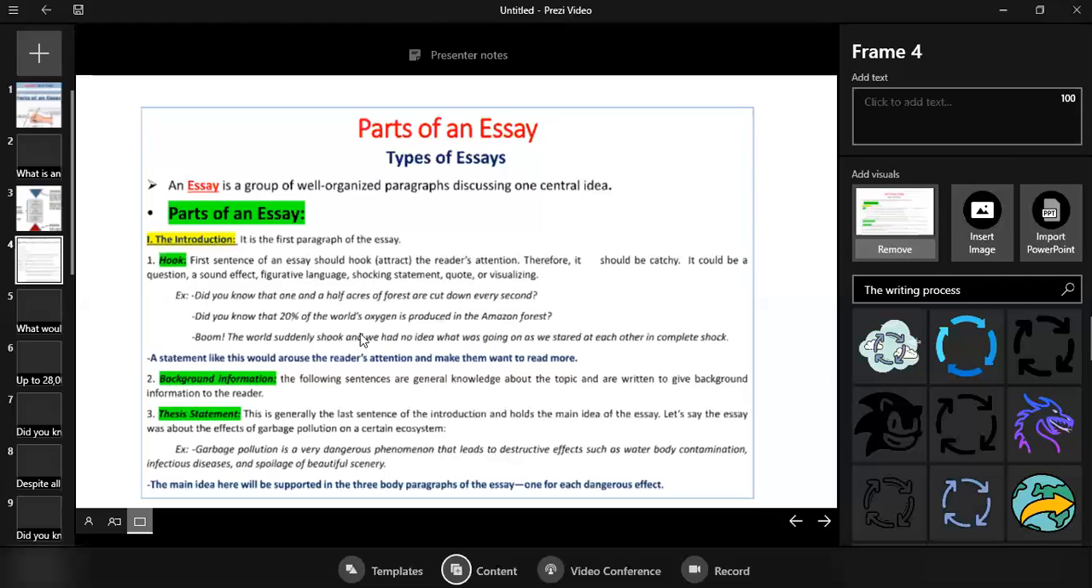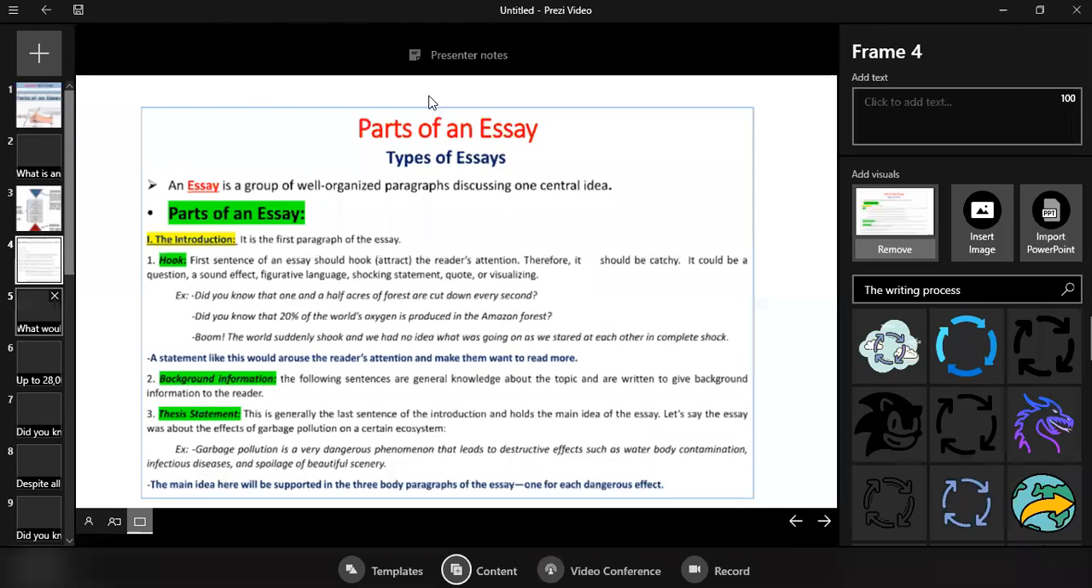Did you know that 20% of the world's oxygen is produced in the Amazon forest? Or the third one, a sound effect. Boom. The world suddenly shook and we had no idea what was going on as we stared at each other in complete shock. So this is what a hook is.